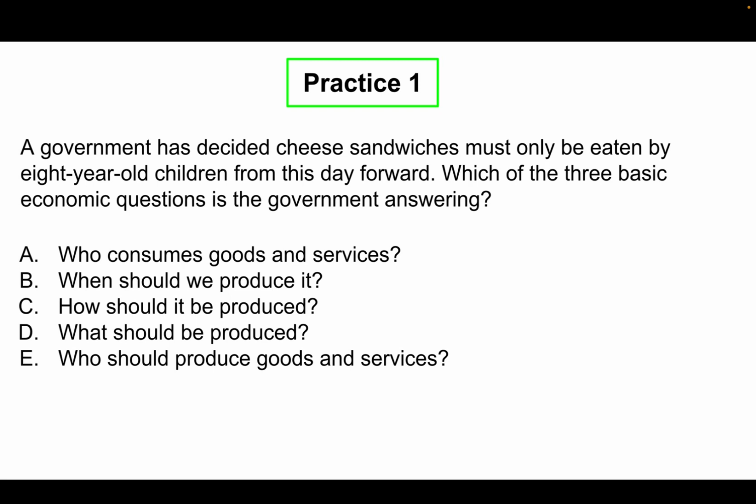So the correct answer here is going to be A, who consumes goods and services, right? So the government's decided that cheese sandwiches must only be eaten by 8-year-old children from this day forward, right? Pretty strict. But that's determining who is going to consume the goods and services. It's that third and final question. Once we've made the goods and services and we've determined how to do that, we have to decide who is going to use those goods and services.